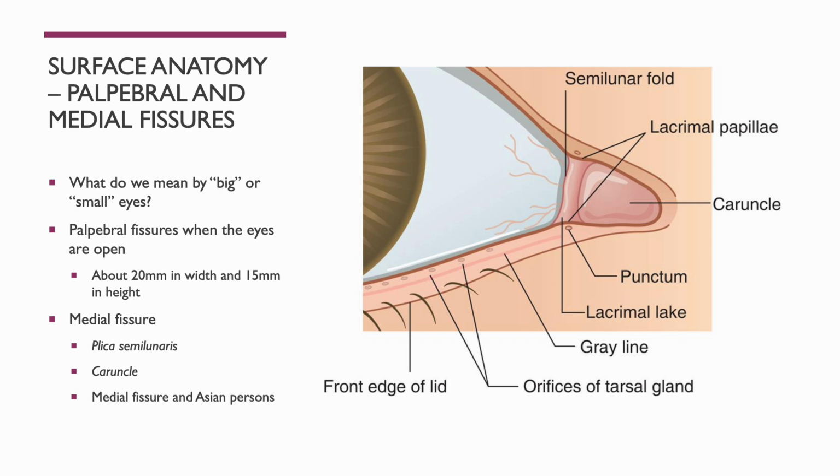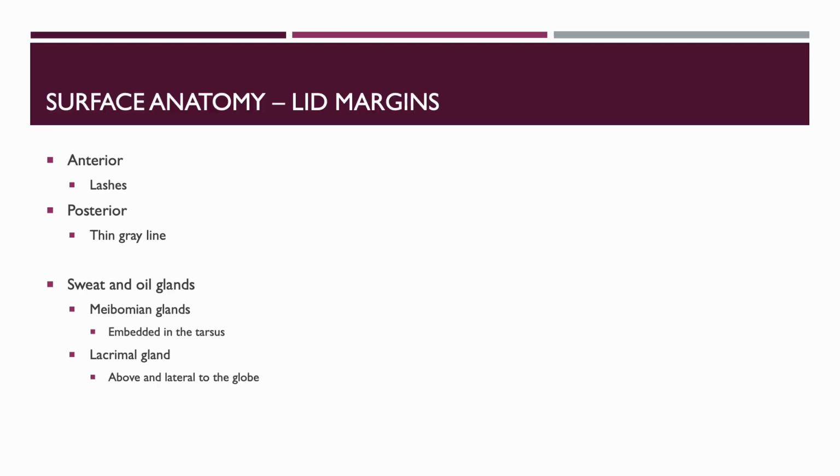The medial fissure contains two fleshy mounds. The deeper is called the plica semilunaris, and the more superficial is called the caruncle. The caruncle is modified skin that contains sweat and oil glands and occasionally fine cilia or hairs. In Asian persons, a fold of skin extends from the upper lid to the lower and covers the medial fissure, creating a monolid. The free margin of each lid is about 2 millimeters thick and has two borders, the anterior and posterior.